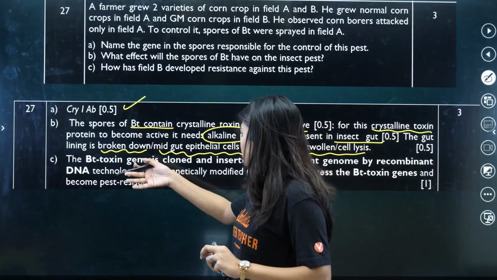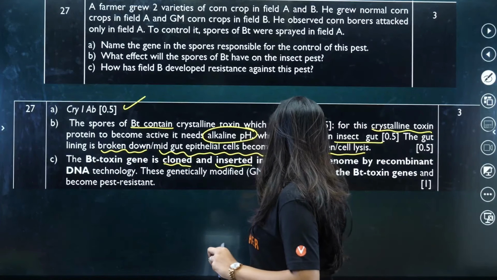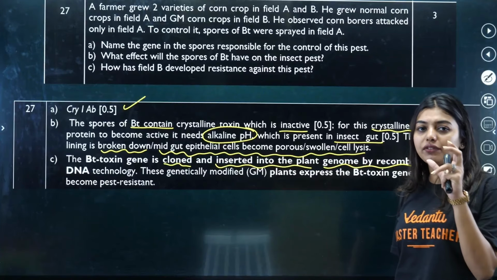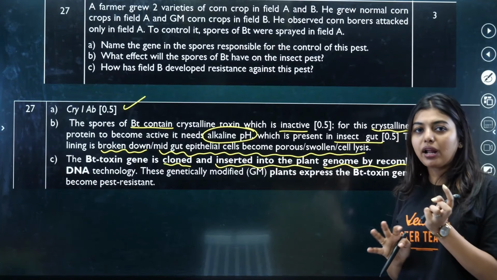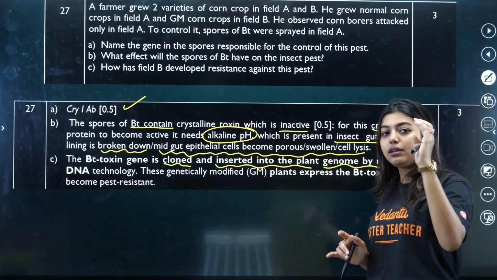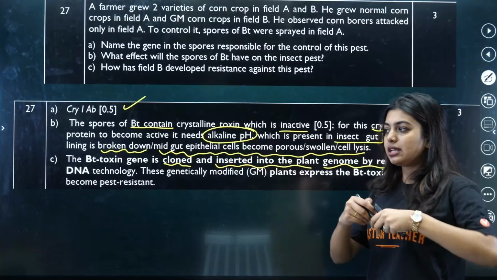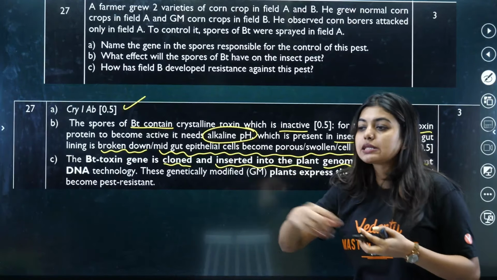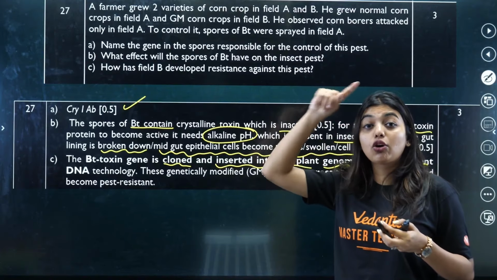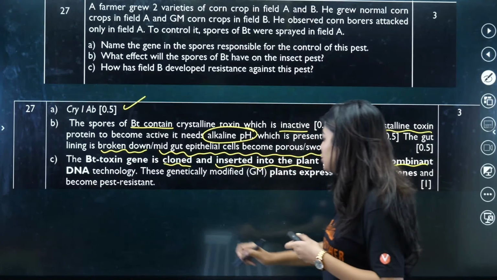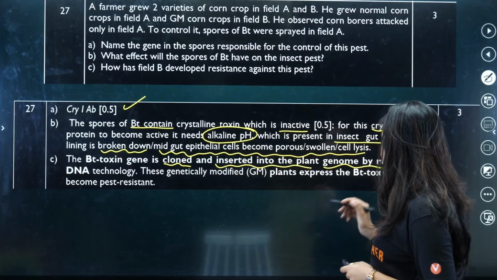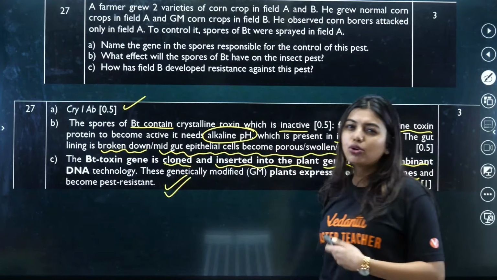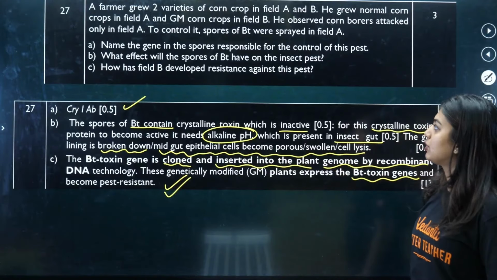Now, the BT toxin gene is cloned and inserted into the plant genome by recombinant DNA technology. So what are we doing? We are modifying the DNA of the plant in such a way that this plant is pest controlled. This kind of pest will not affect them. We have modified it not by just spraying something on them, but by changing the recombinant DNA. Now, these genetically modified plants express the BT cotton genes and become pest resistant. More detail we will teach you in class when I teach you biotechnology.